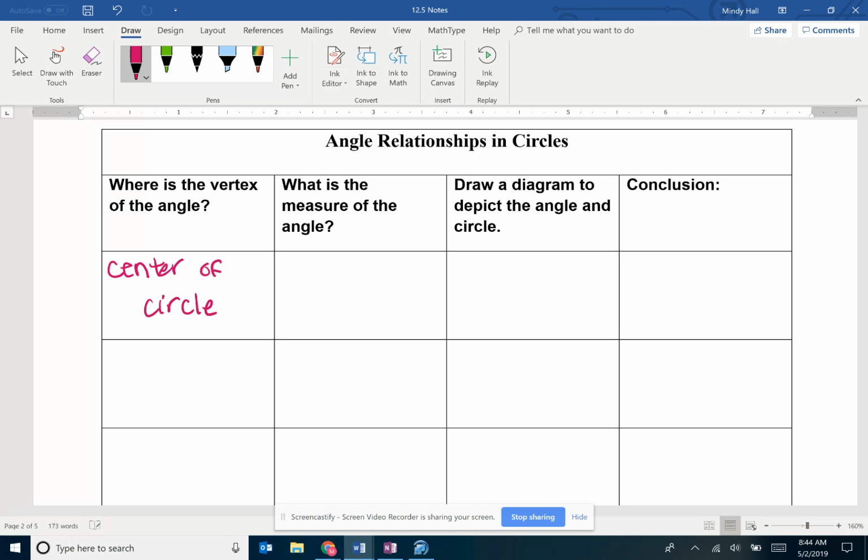Now, I'm going to kind of bounce back and forth. So if I were to have a picture for this, I would have my circle, I would have a center, and then my angle would be like angle 1. So I'm going to just add that this arc up here is 40 degrees so that it can help me set it up. So if my vertex is at the center of the circle, then the measure of the angle is the same as the intercepted arc.